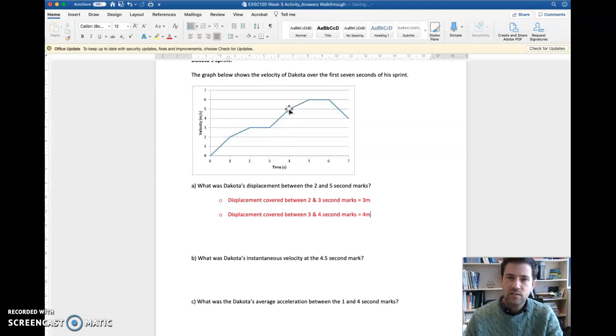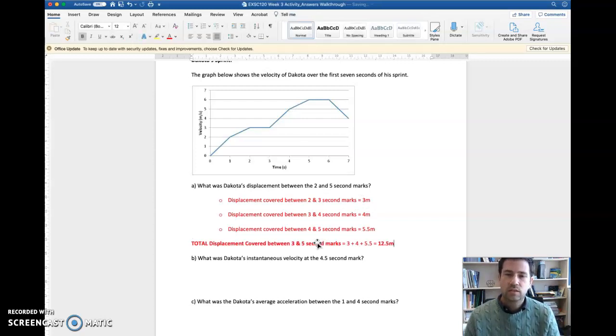Now that last second, Dakota starts at 5 meters a second and finishes at 6 meters a second. So the average velocity was 5.5 meters a second, and therefore the displacement was 5.5 meters during that period of time. So if we add 3 and 4 and 5.5, the displacement over that 3 second period was 12.5 meters. So pretty easy calculation, hopefully. It's just a conceptual one that some people find a little bit tricky.